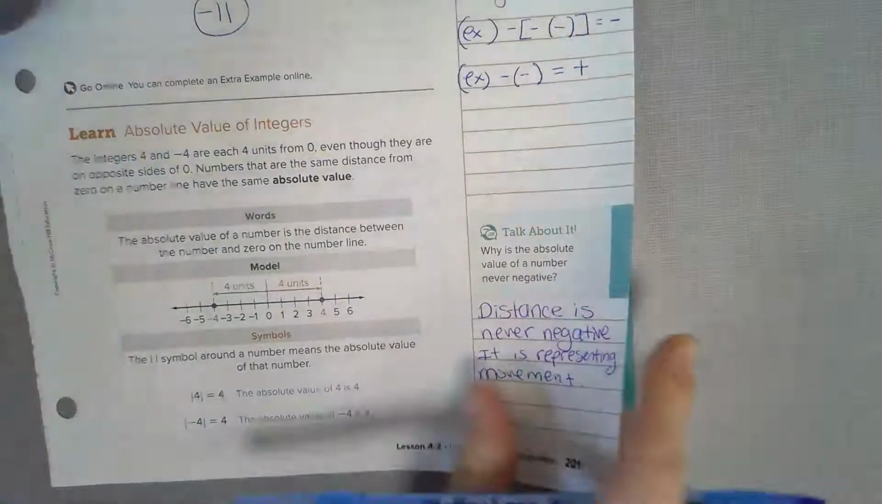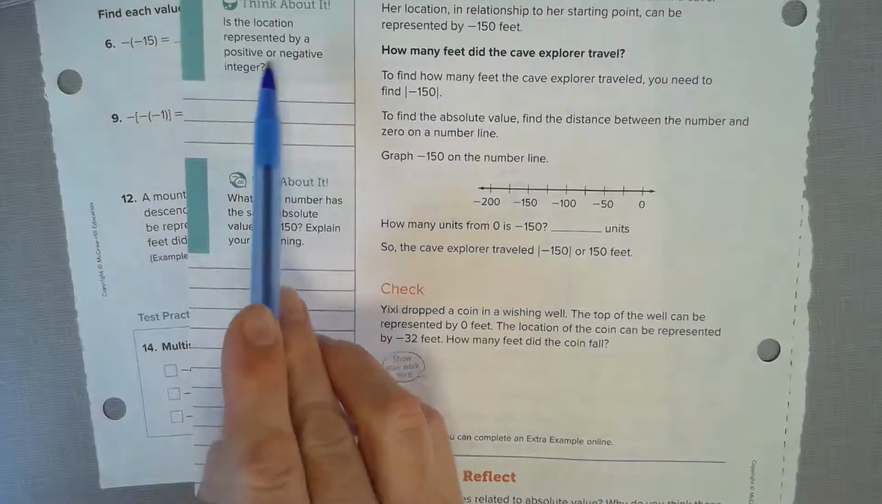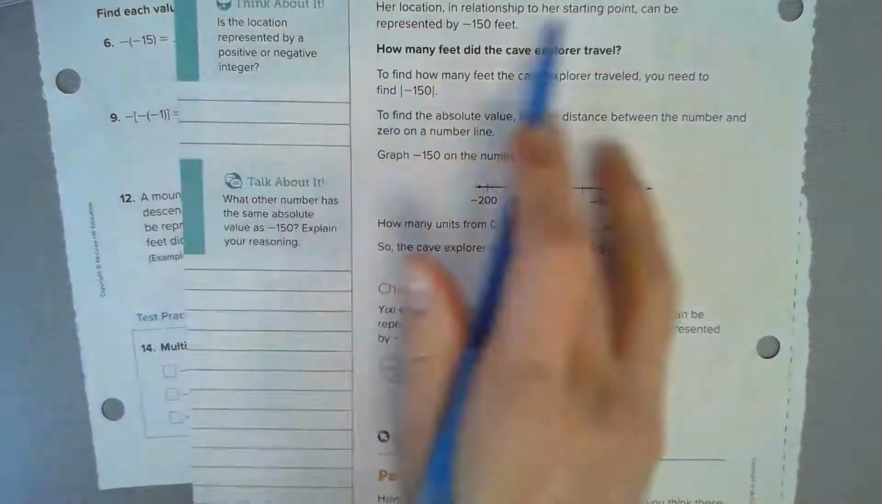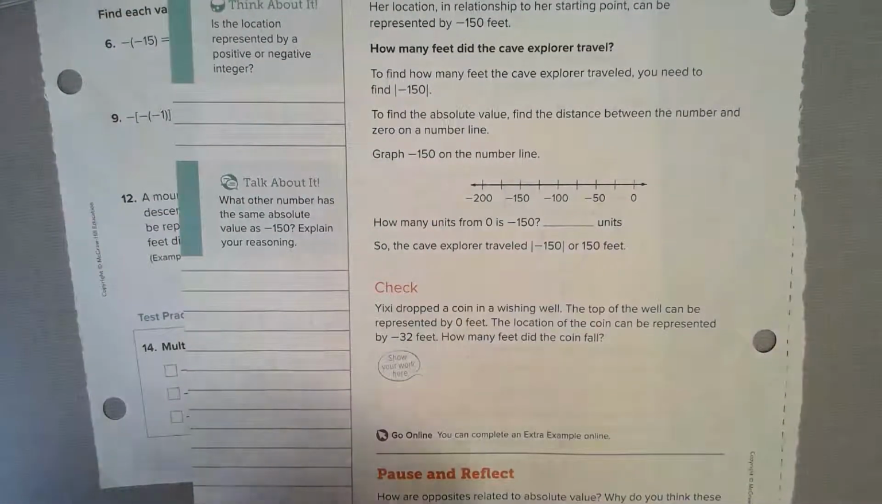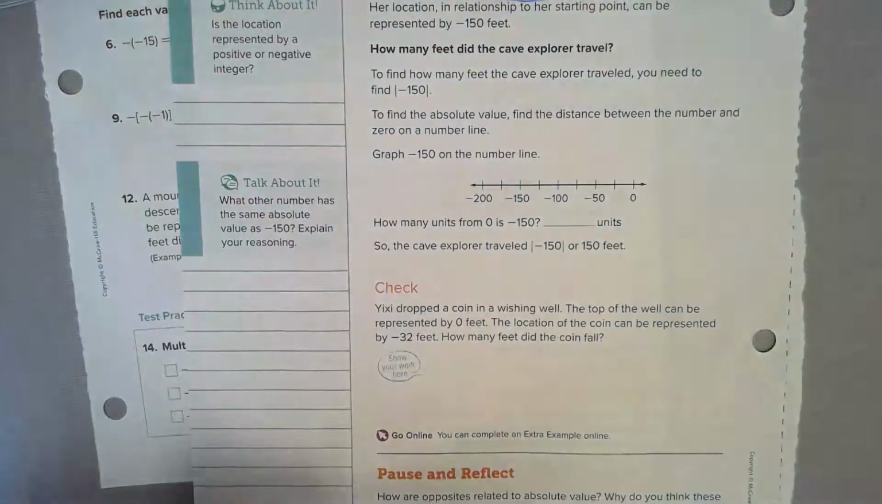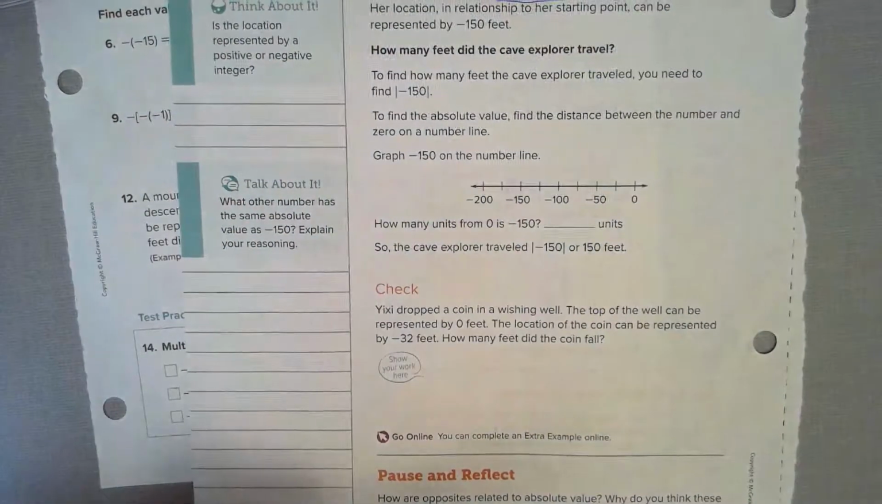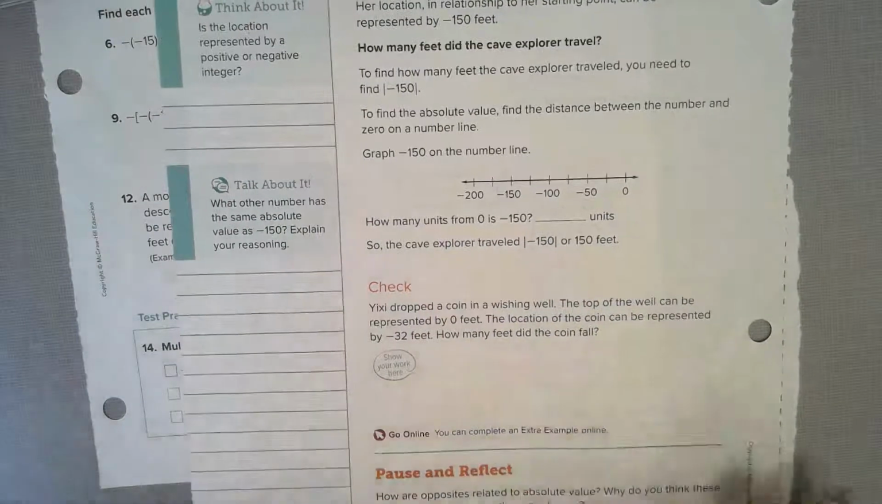Let's do one more. Let's flip our paper over. Is the location represented by a positive or a negative integer? Well, this question goes with this example over here. So let's take a look. A cave explorer started at sea level, that is 0, and descended, that means going down, in a cave. Her location in relationship to her starting point can be represented by negative 150 feet. You can even see what I'm circling.